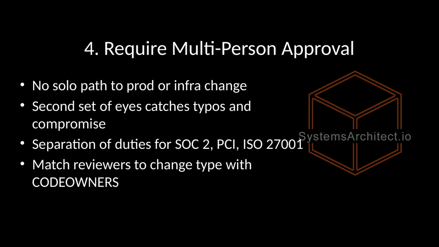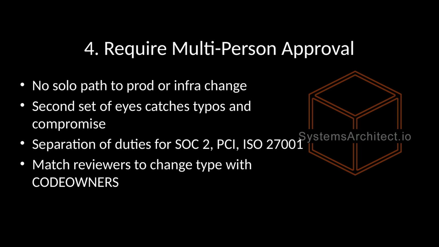Fourth, require multi-person approval. No solo path to production or infrastructure change. A typo that opens a security group or a compromised developer account both get caught by a second set of eyes. Regulated orgs also need separation of duties for SOC 2, PCI, and ISO 27001.